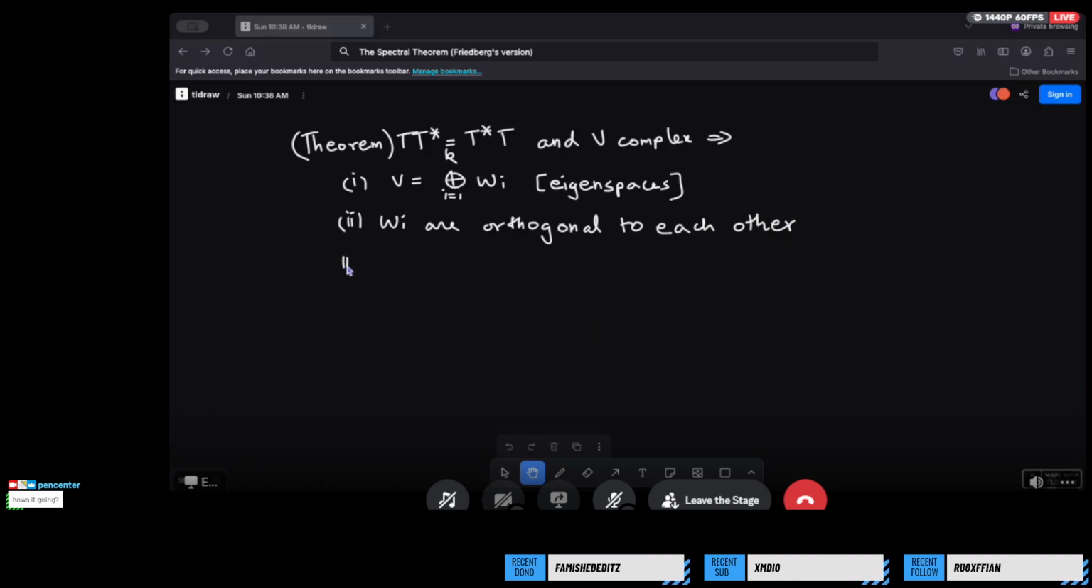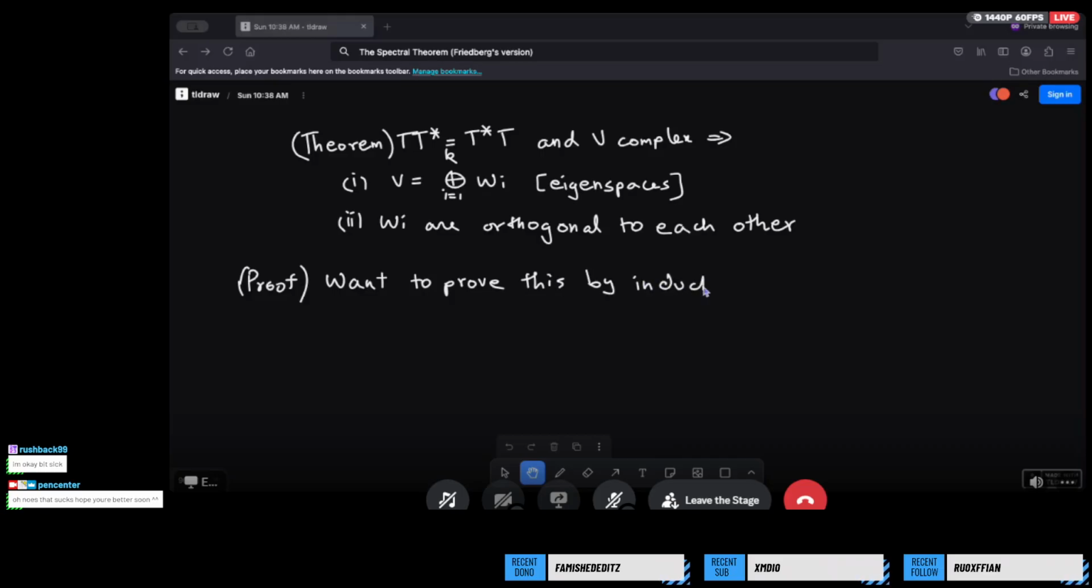And let's just do the remaining when we get to them. Let's prove these two, which are really the core of the proof. So we want to prove this by induction.